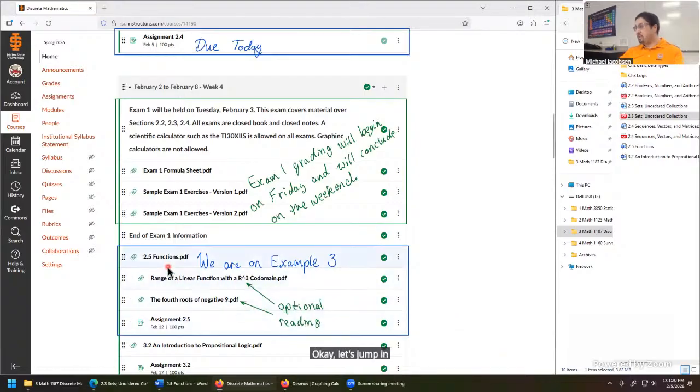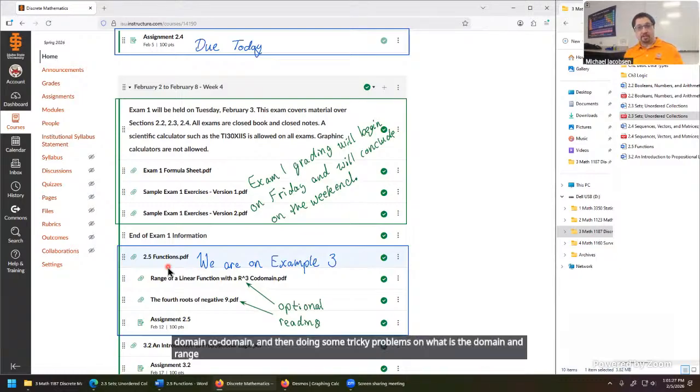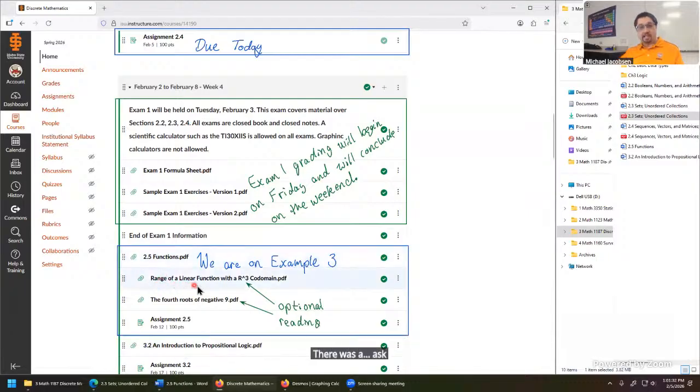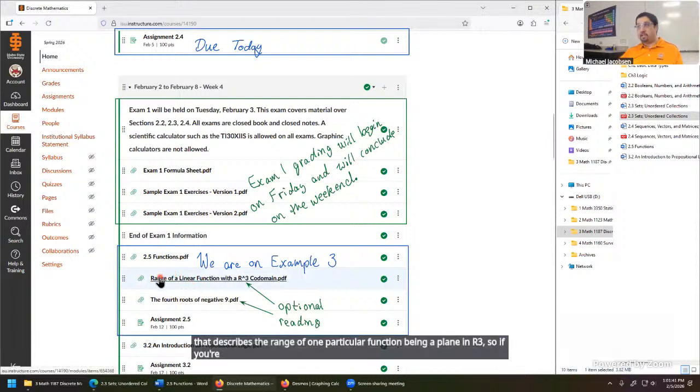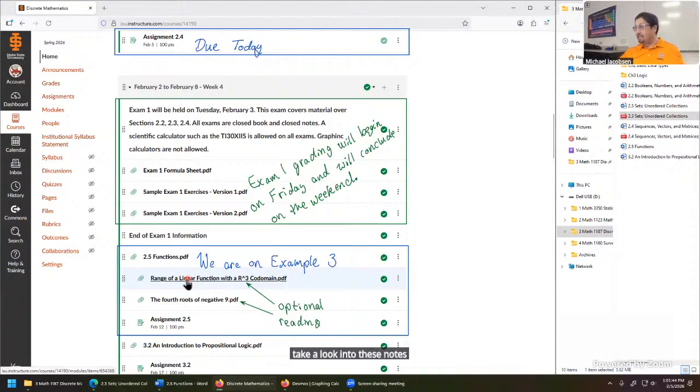We last left off dealing with functions, talking about domain, codomain, and then doing some tricky problems on what is the domain and range for particular sets of functions. There was an ask from the class if people want more detail on how I got the equation that described the range of one particular function, being a plane in R3. So if you're curious about the step-by-step procedure there, take a look into these notes for the optional reading.